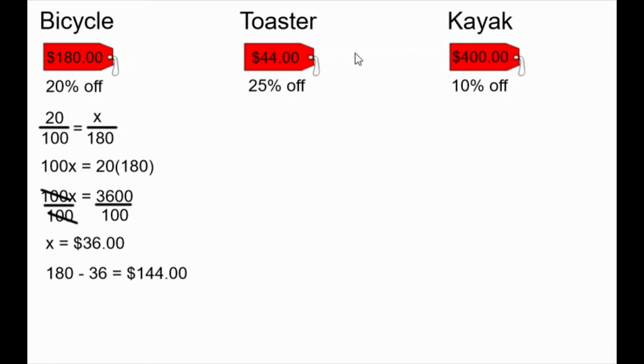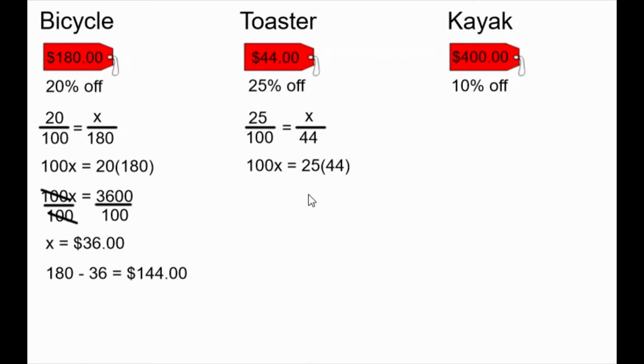In our second example, we have a toaster, which costs $44, but there's a special, and it's 25% off. What do we put on the left side of the equal sign when we make our proportion? We put 25 over 100, the fraction version of 25%. And we make that equal to x over 44, 44 being the regular price of the toaster. Now we're going to cross multiply. Bottom times top equals top times bottom. That gives us 100x equals 25 times 44.